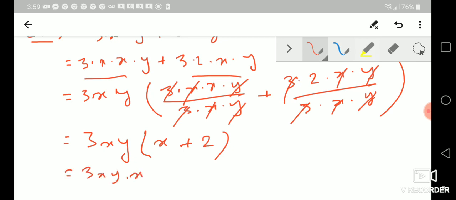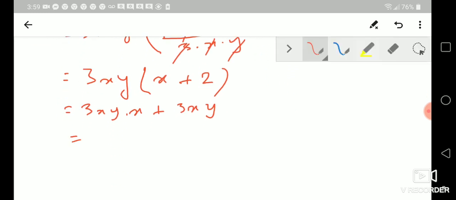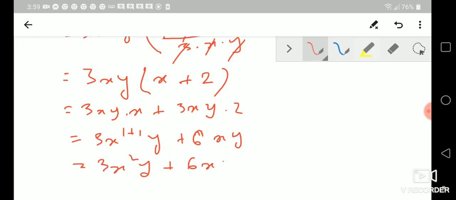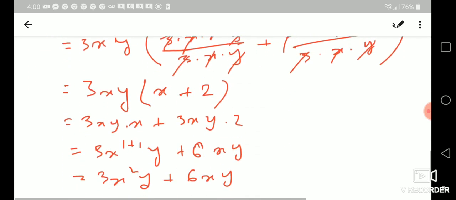And again, if you break it, it's going to be 3xy dot x plus 3xy dot 2. So we'll be left with 3x1 plus 1y plus dot 2, and this 3 times 2 we can multiply the coefficient first, and xy. So it's going to be 3x2y and 6xy. Yeah, so we see exactly the same equation we had. So even with the coefficient, it works in the same way.